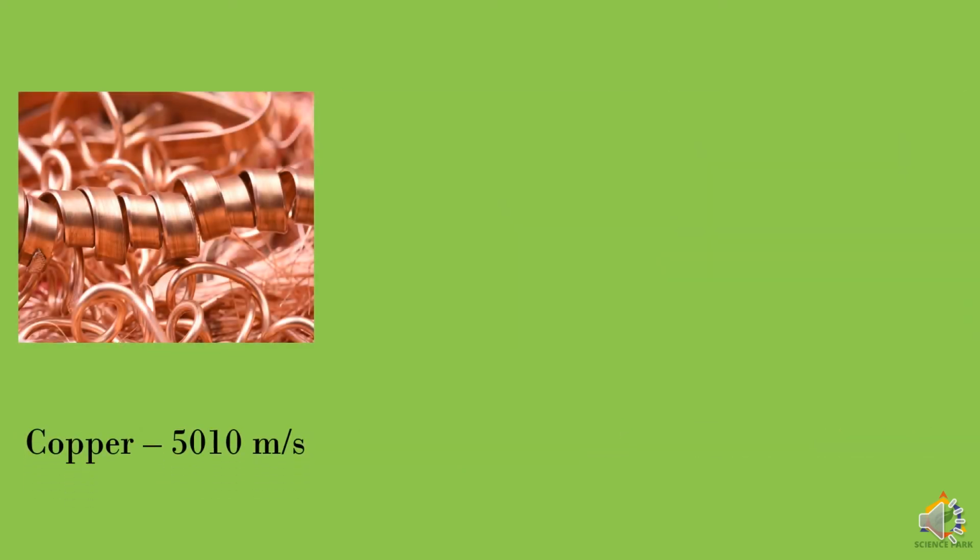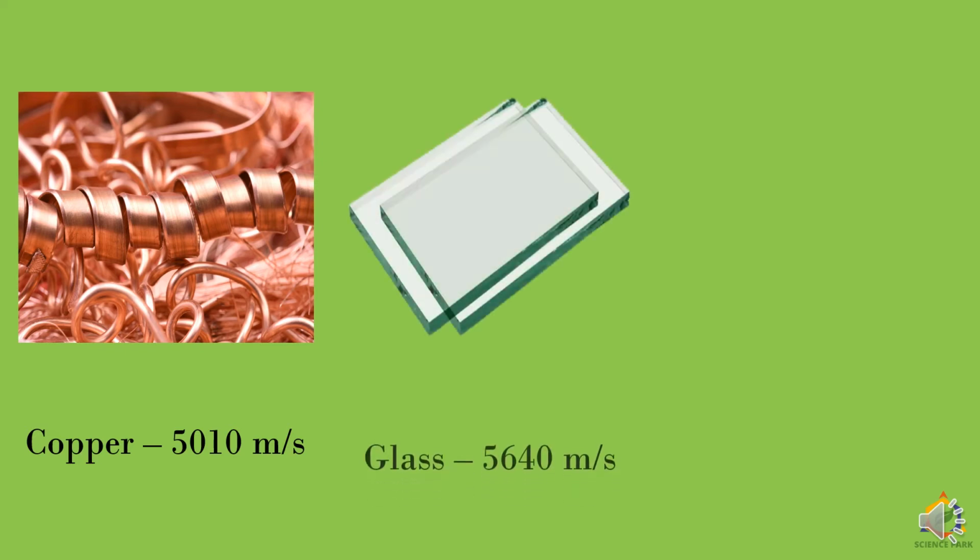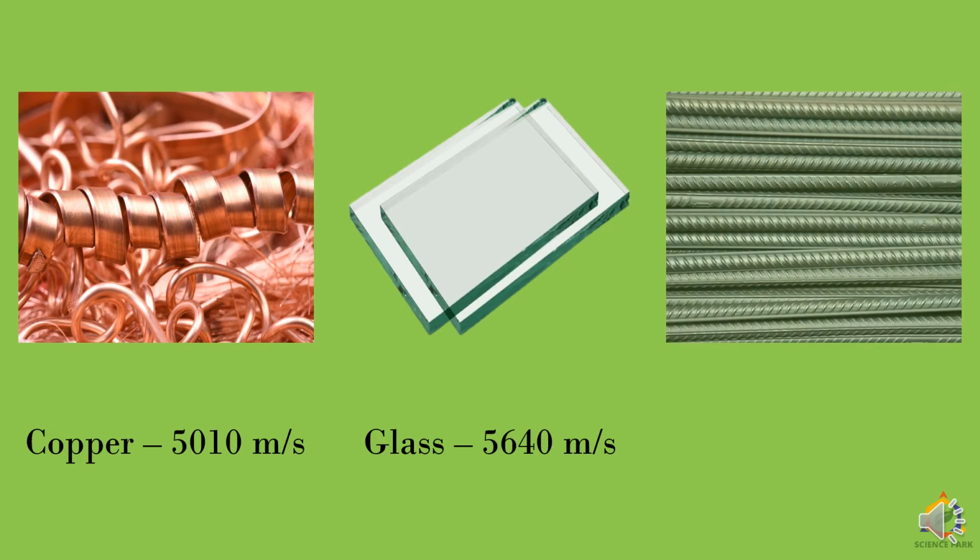Now we will see the speed of sound in different solids. Firstly, copper. It is 5010 meters per second. So you can see the difference, a lot of difference in speed of sound in gas, in liquid, and then in solid. In glass it is 5640 meters per second, and in steel it is 5960 meters per second. So you can see the huge difference.